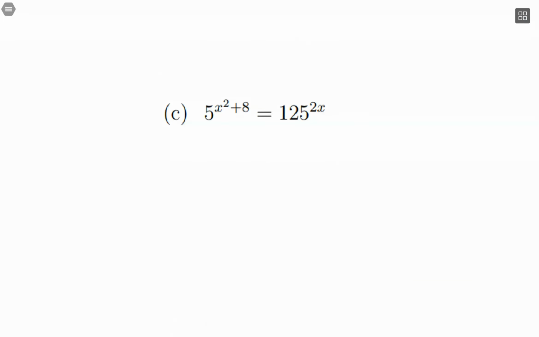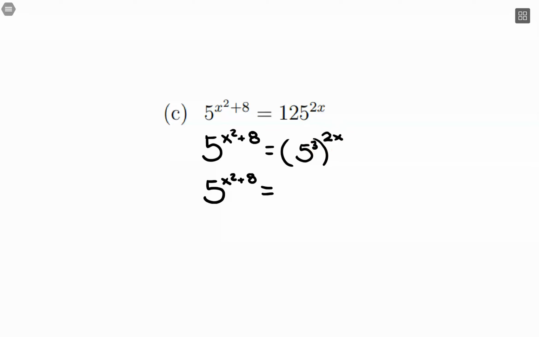Alright, let's try this again. So what I can see is this base of 5 over here. I have this 125, which I know is the same thing as 5 cubed. So what I'm going to do is change things around a little bit. Where I have 125, I'm going to change that to 5 cubed. And then I still have this exponent of 2x. So I have 5 to the x squared plus 8 equals, and then we multiply the exponents. That's our power to a power rule.